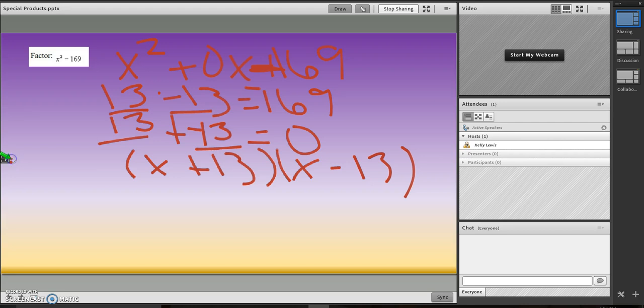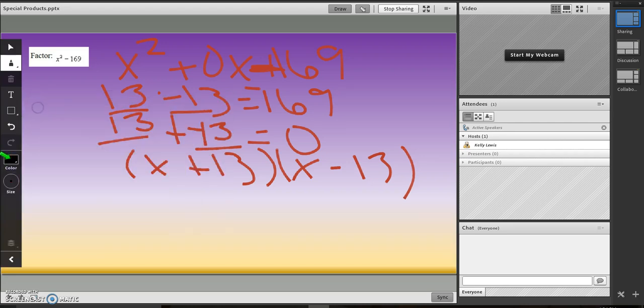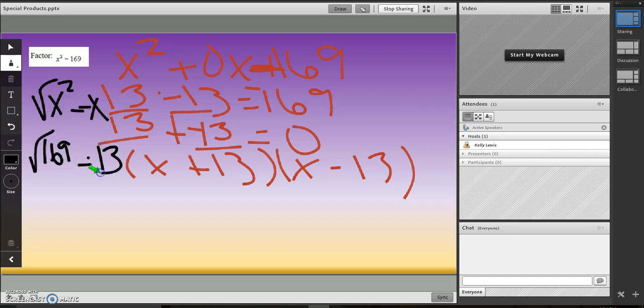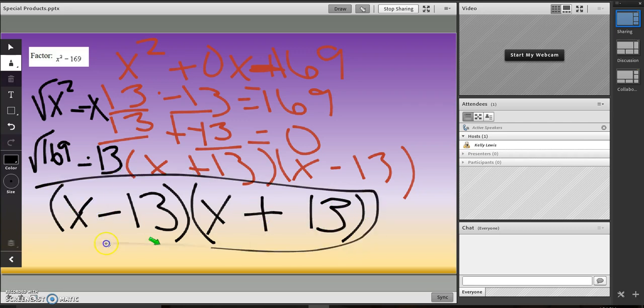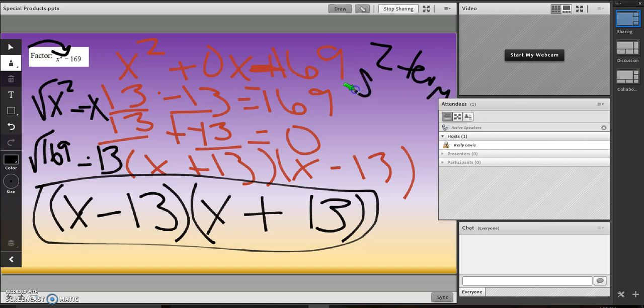Or you can say, hey, she said something about squares. So the square root of x squared is x. Square root of 169 is 13. Square root of x squared is x. Square root of 169 is 13. And I don't care which one is plus and minus. But they're not the exact same thing, so you can't put that squared. Notice there is a subtraction sign right there. Okay? This only works if there are two terms with a subtraction sign.